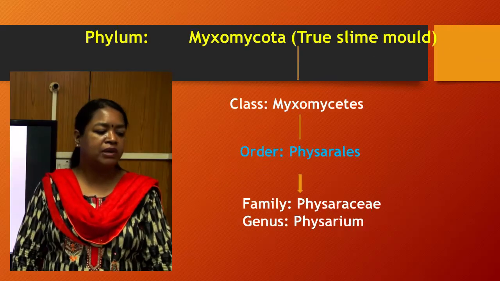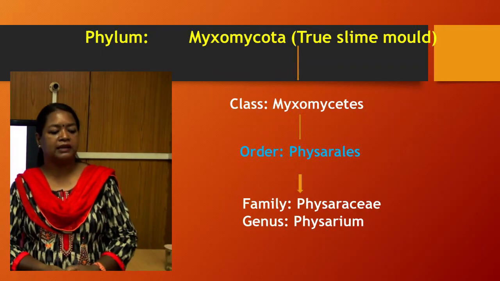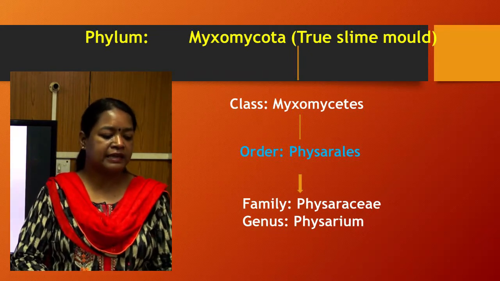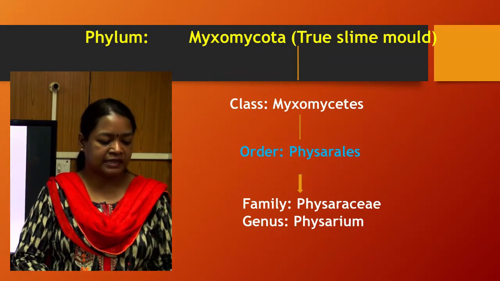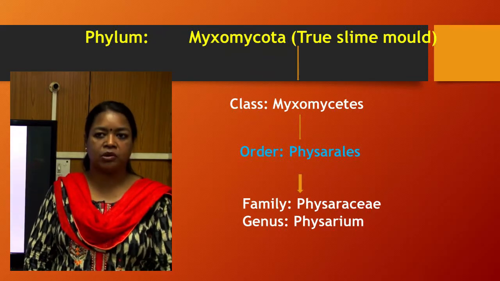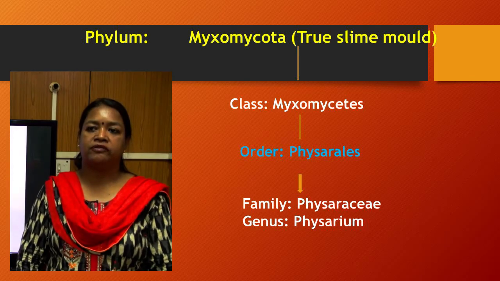The phylum Myxomycota is a true slime mold containing class Myxomycetes and order Physarales, the family Physaraceae and genus Physarum. This is all about the classification of plant pathogenic fungi.